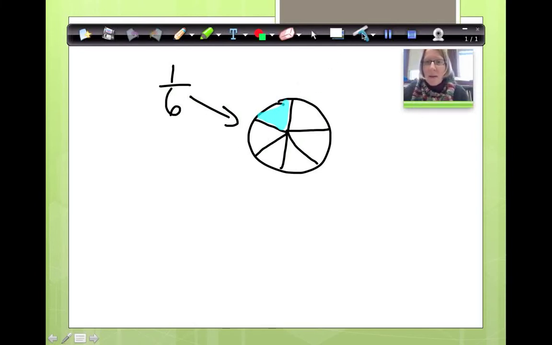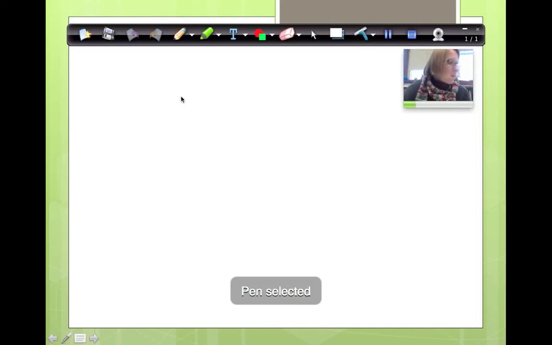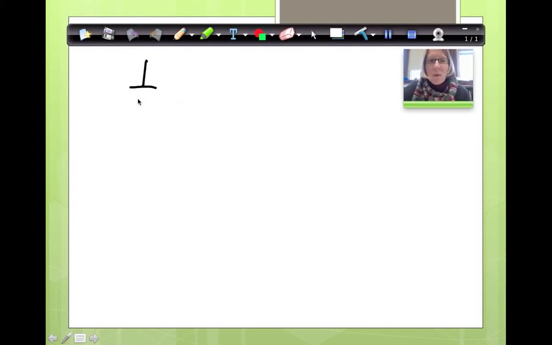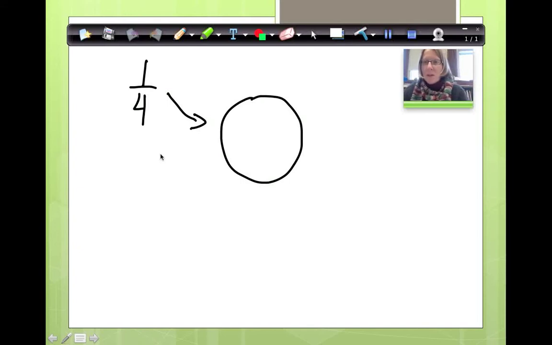Okay, let's do another one like that. I would like you to make me a circle that shows 1/4. So you're going to draw a circle and want it to show me 1/4. What will you do? You're going to partition it into 4 parts, right? Because it's fourths. You can divide it into fourths. And how many will you shade? 1, right? So you pick 1 and you shade. I just seem to like this corner, I guess, today.